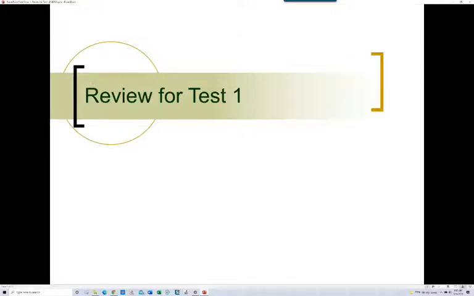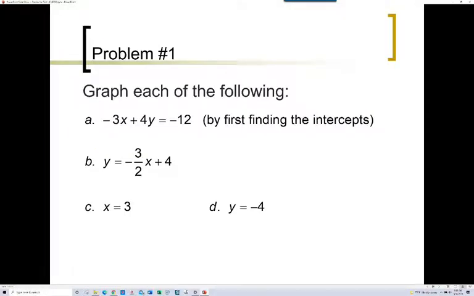Okay, in this video I'll be going over the review for test 1, and it's possible this may turn into, I'm guessing, 2 videos. So let's go ahead and get started. So on problem 1 we've got these graphs to do, and I would always encourage you to try them first and then you can check your answers by watching the video. So let's see how you did on A.